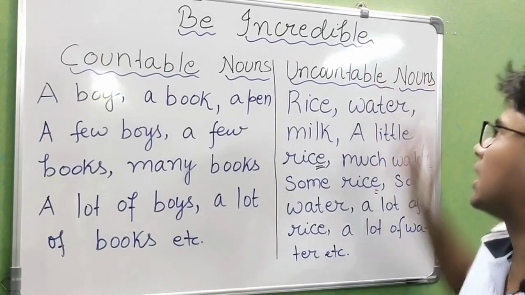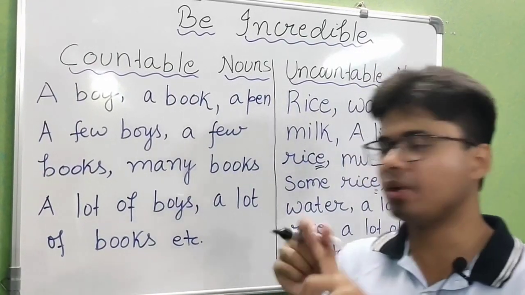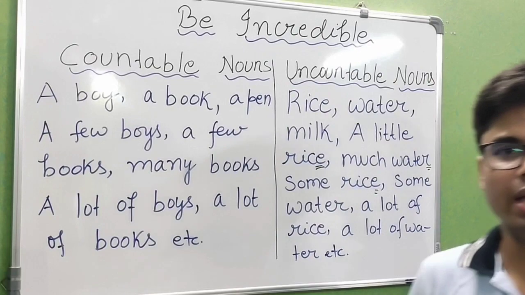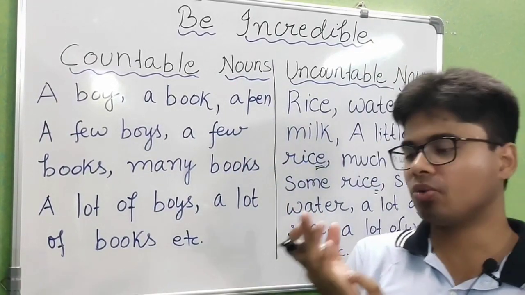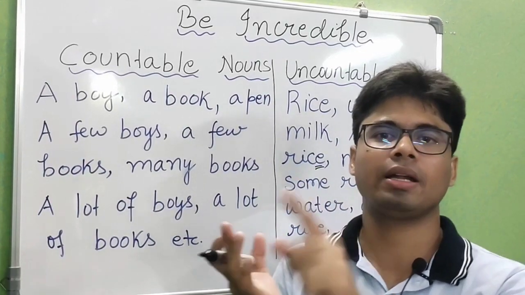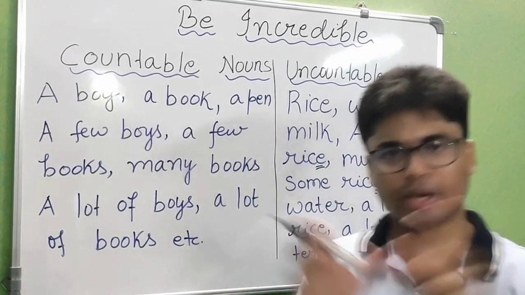Why? Because this is an uncountable noun. You cannot count up how many rices there are. You cannot say this. Okay, it's a grain. Rice is what? A small grain. So you cannot count up 1, 2, 3, 4, 5, 6, 7, 8, 9, 10, 11, 12, 13, 14, 15. You cannot do it like this.